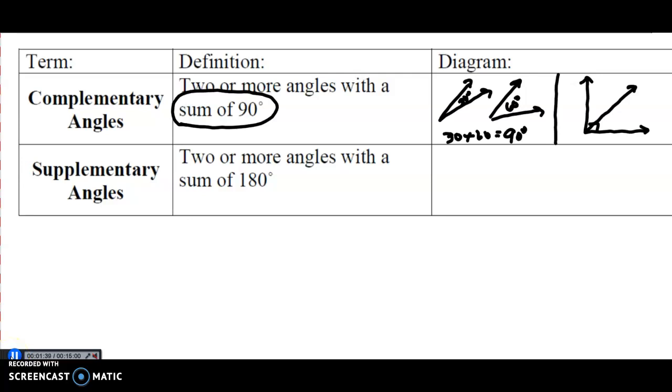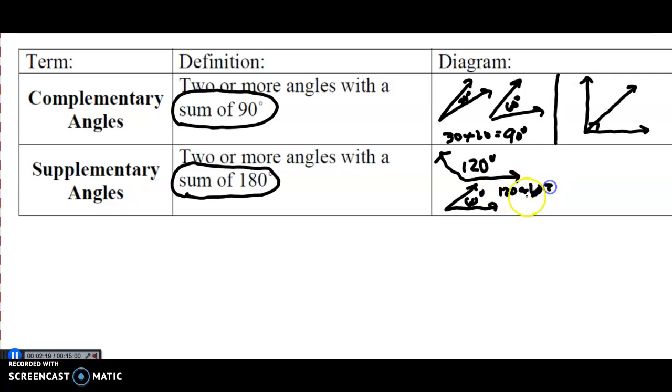Supplementary angles, on the other hand, are two or more angles with a sum of 180. Again, it has to be exactly 180. Just like complementary, it can be done separate angles or angles together. Separately, they might look something like this, where you have an angle right there that measures 120 degrees, and you have an angle that measures 60 degrees, and 120 plus 60 equals 180.